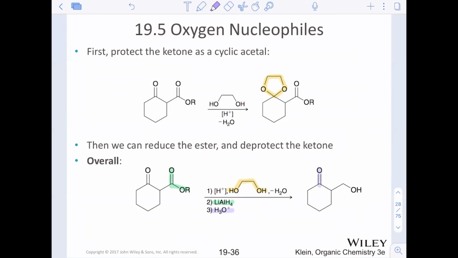So acetals are great because of their reversible nature. We can put an acetal on, do some other reaction somewhere else on our molecule, and then deprotect and remove the acetal and bring it back to our ketone or our aldehyde.